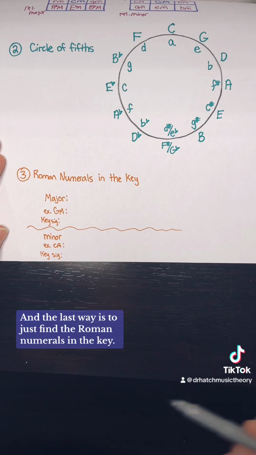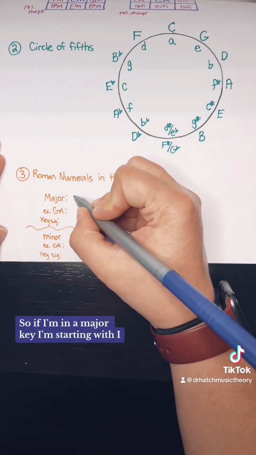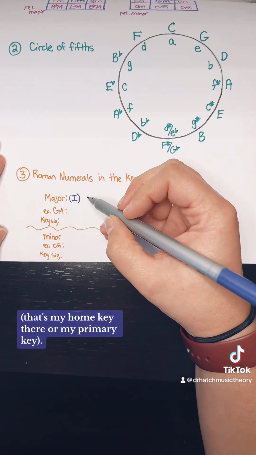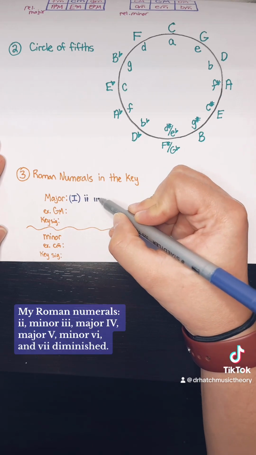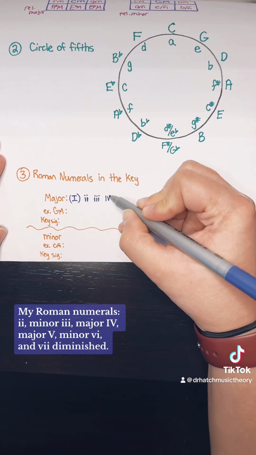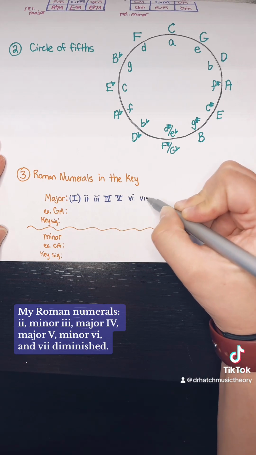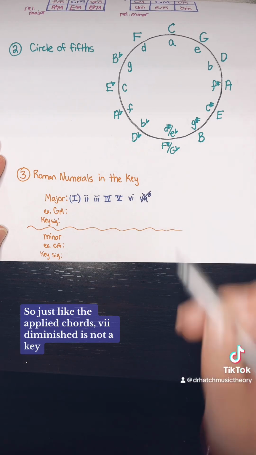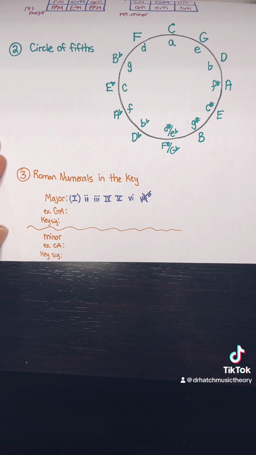And the last way is to just find the Roman numerals in the key. So if I'm in a major key, I'm starting with 1. That's my home key there, or my primary key. My Roman numerals are 2 minor, 3 minor, 4 major, 5 major, 6 minor, and 7 diminished. So just like the applied chords, 7 diminished is not a key, so that's not going to be some key that we're going to modulate to.